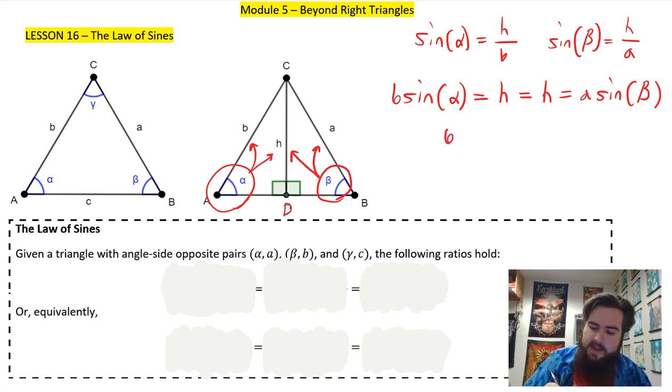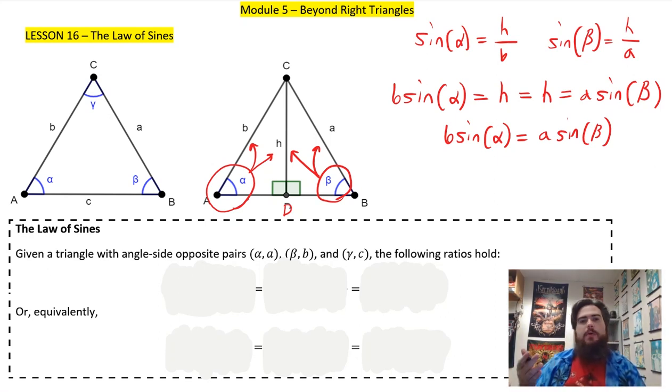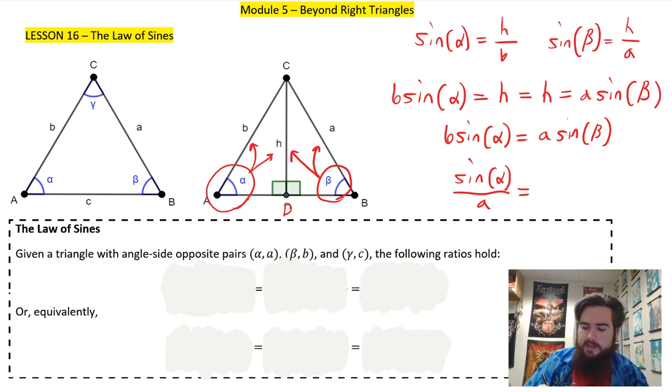So we can then say that b sine of alpha is equal to a sine of beta, or if I multiply the side lengths over so that they're with their associated angle measures, in this case, I'll move A over so it's associated with alpha, and I'll do the same thing with B. Using a division, I can find sine of alpha divided by A is equal to sine of beta divided by B.